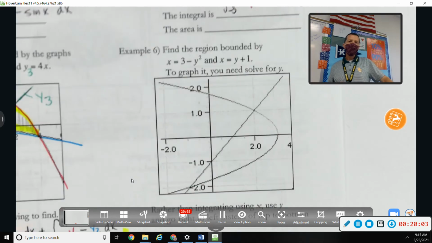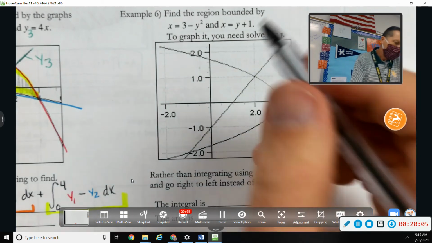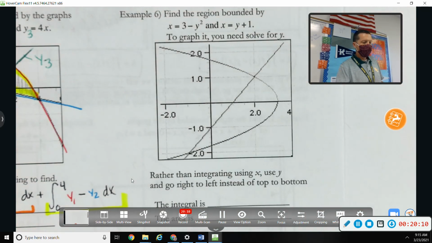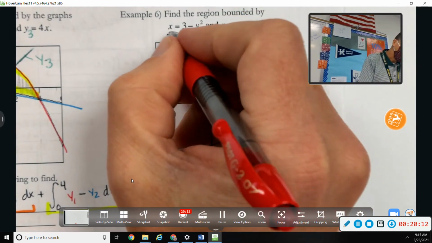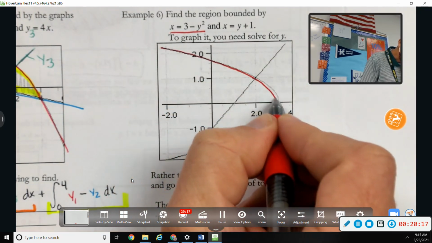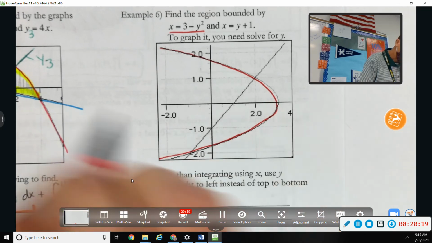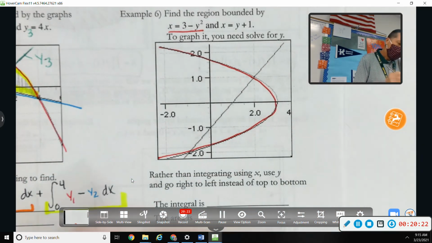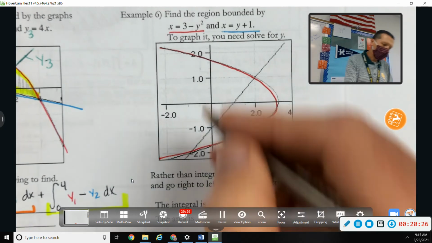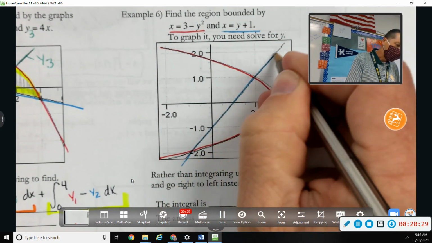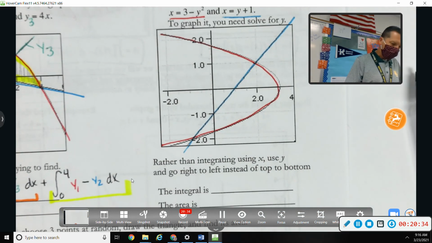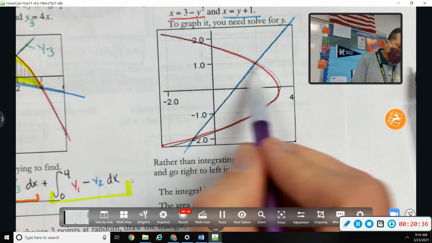Example 6. This one is turned on its side here. Find the region bounded by x equals 3 minus y squared. Okay, you don't usually do x equals type graphs. But it's the only one that's squared, so I'm pretty sure it's this way. And x equals y plus 1. Which seems a weird way to describe it, but it's got to be the line, so there's the other one. And the area it wants is this area.